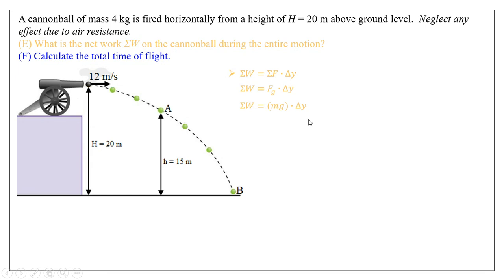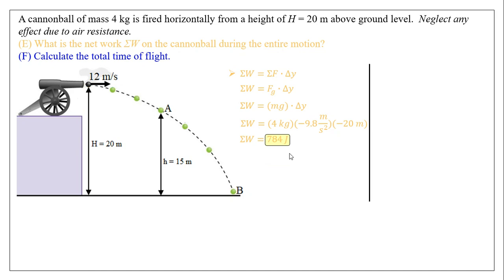Delta y here, it's given. So therefore I can substitute m for 4, g for negative 9.8, and then delta y being negative 20. So if you simplify all that in your calculator, you get 784 joules. And once again, work is a scalar quantity. It cannot be negative here. There's no friction involved here. So the answer to part E is 784 joules.